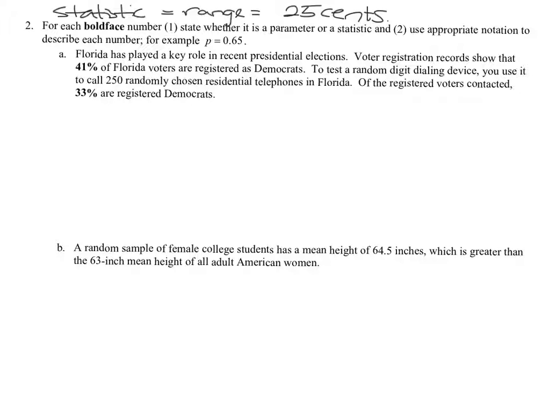So we have 41% here, and we have to figure out what population it comes from. So we're talking about all the Florida voters that have registered as Democrats. So 41% is a parameter, so it gets p. And then the 33% of the registered voters, so from the population, 33% of them were contacted. So 0.33 of those are registered Democrats. So you can see that those are the ones that they contacted from the poll. All right, part B.